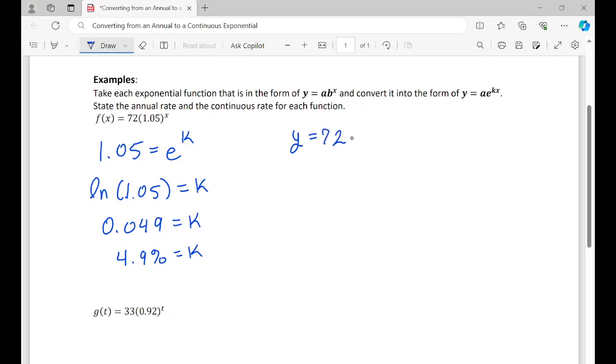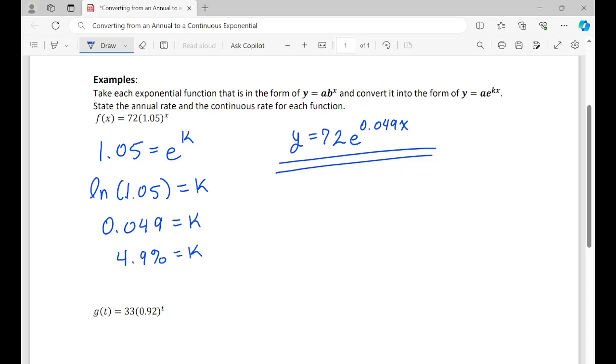So our function in this form, ae to the kx, is going to be y equals 72, because that doesn't change, e, because it's just a number, 0.049 x. So here is the form of a continuous function from this exponential function here.